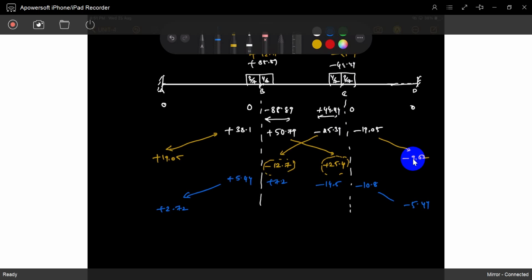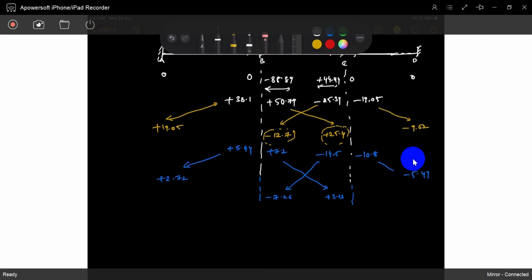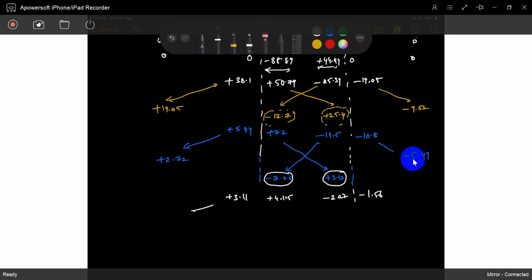Okay, so now again this is a carryover factor. What is that carryover factor? It's a plus 3.63. The carryover factor is minus 7.26, okay, minus 7.6. That's it. So again you have to settle. This is an unbalanced moment at the joint. So again settle it: plus 3.11, plus 4.15. So again you see 2.07, 1.56. Settle. Again getting carryover factors.